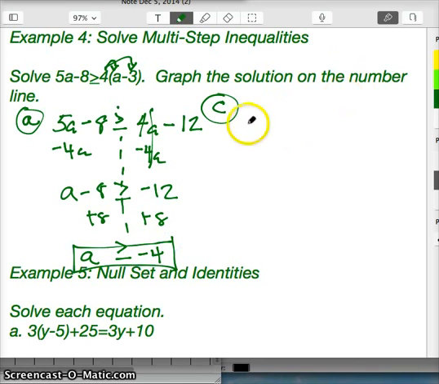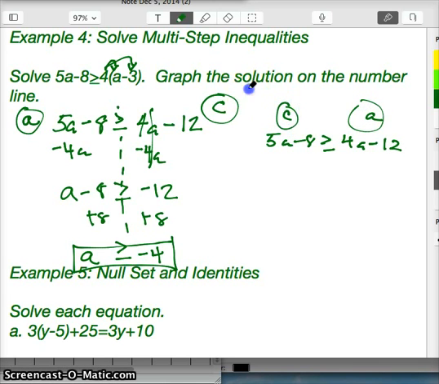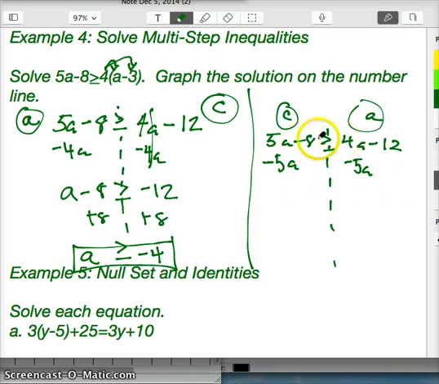I do want to have a little quick digression. So if I had 5a minus 8 is greater than or equal to 4a minus 12, if I chose to put my a terms on this side and my constants on this side, I'm just going to draw a line so we don't get confused, then what would happen is I'd subtract 5a here and then subtract 5a here, because I only want constants on this left side if I started in this way. It's not wrong to do it this way, just a little different.